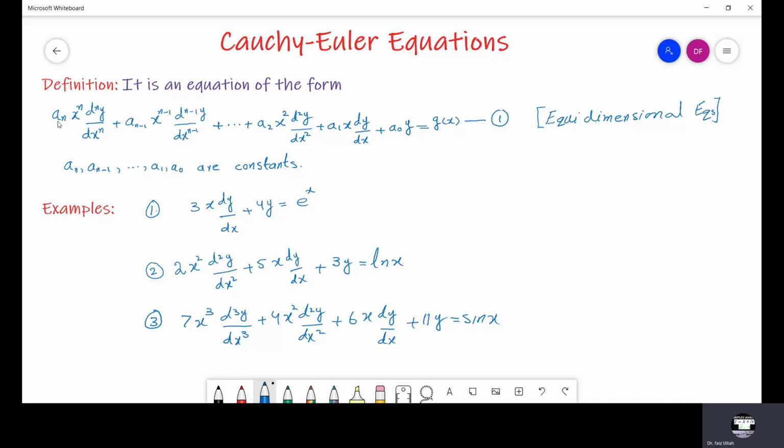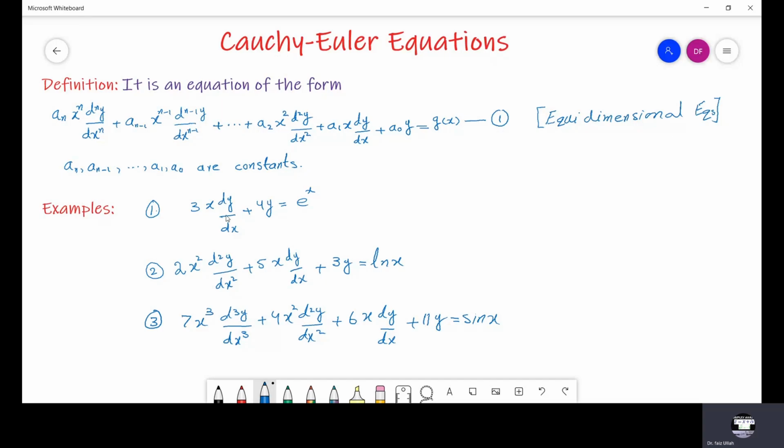Here the coefficients a_{n-1} up to a_1, a_0 are real numbers. And we can see that in each term, the order of derivative and power of the variable is the same. That is why these types of equations are also called equidimensional equations.